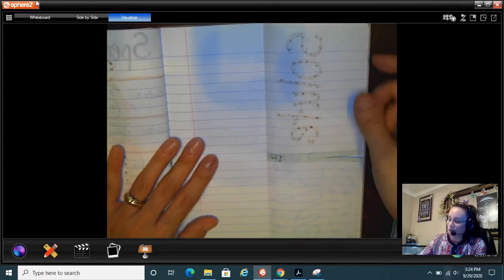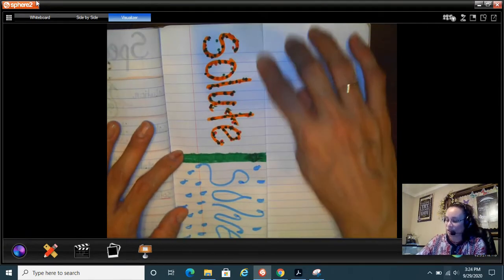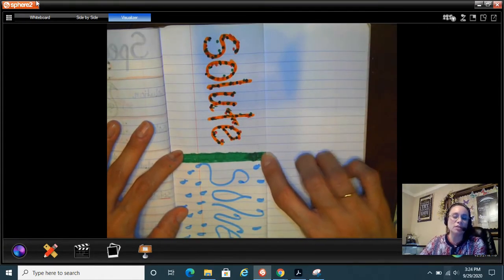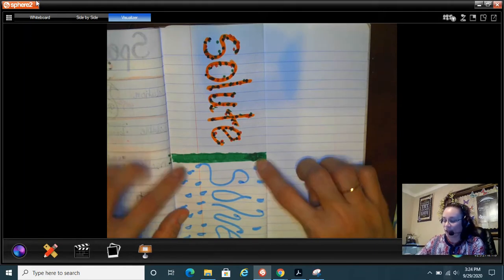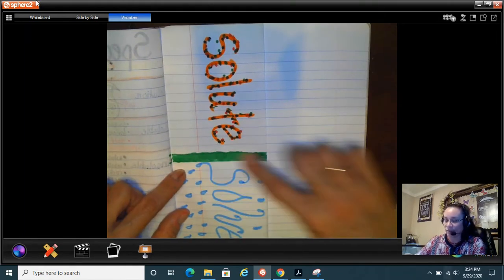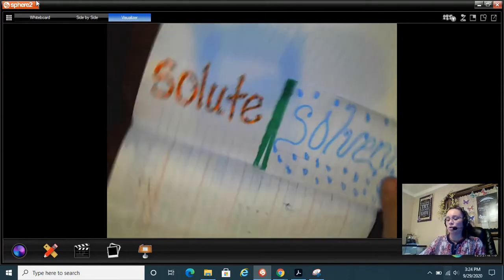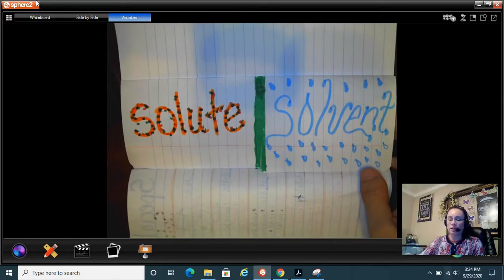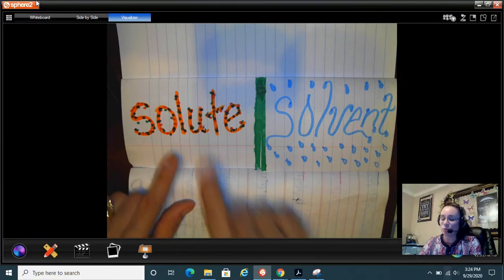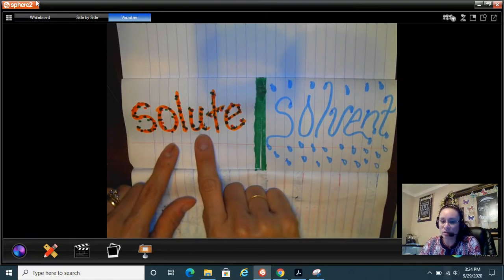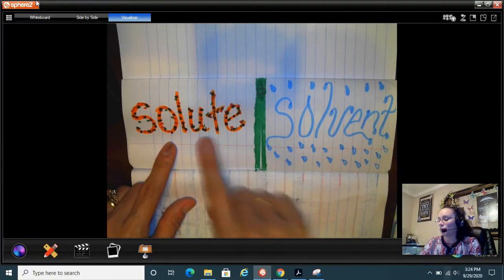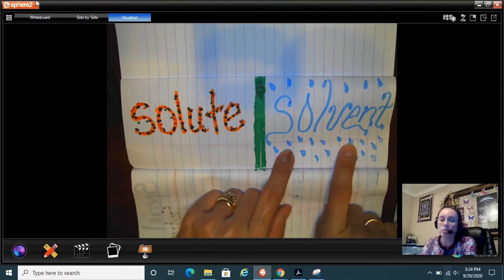I folded this page in half and then I counted down to 12 lines. You can barely see the 12 on there. I colored that line in. Okay, then I turned my journal laying down, or landscaped, and I wrote the word solute on the left side, and then I wrote the word solvent on the right side.